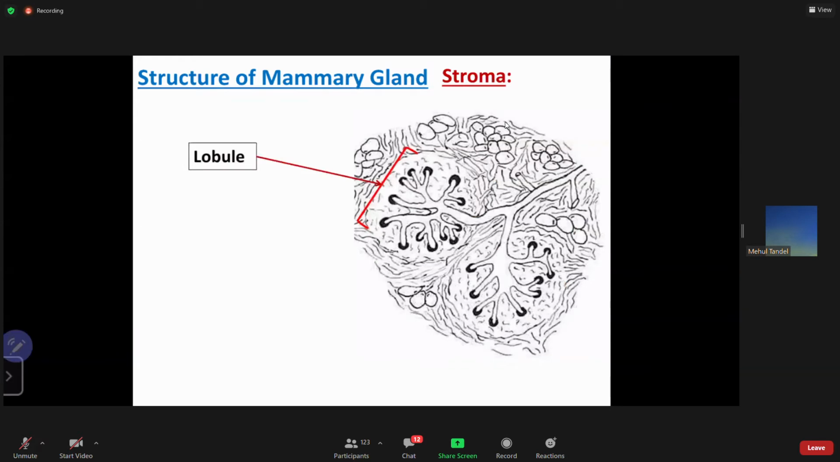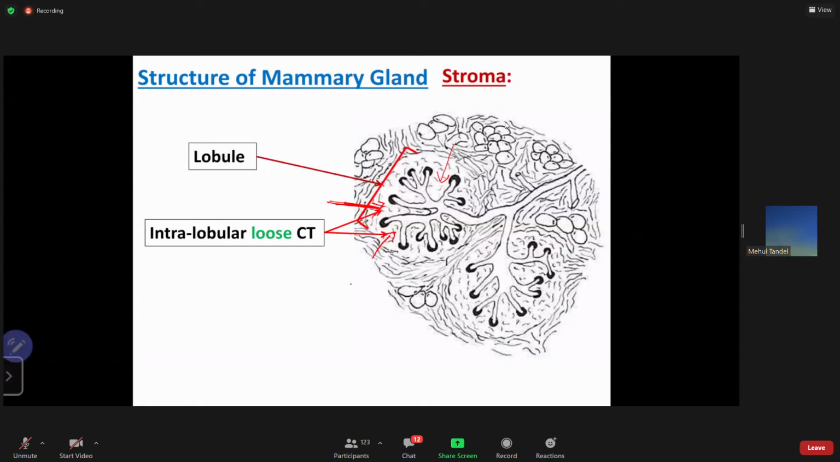The same thing you can see very clearly in this picture. This is one lobule. See the connective tissue inside the lobule. You can see here less fiber and more ground substance, so it is always loose areolar connective tissue. Intralobular tissue is always loose areolar connective tissue, which allows expansion and growth of the alveoli, mainly during pregnancy and lactation.